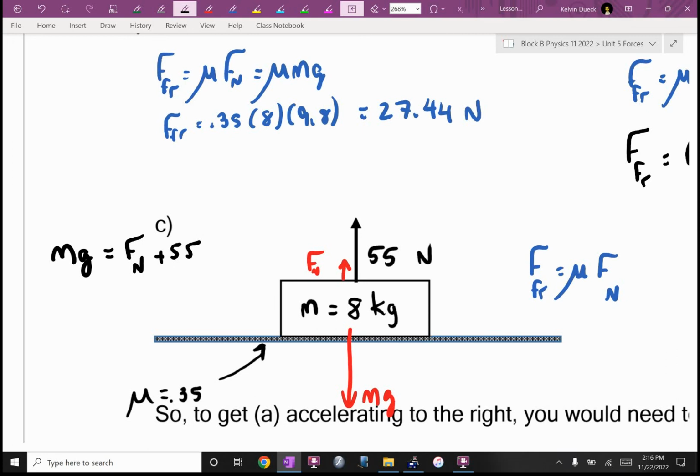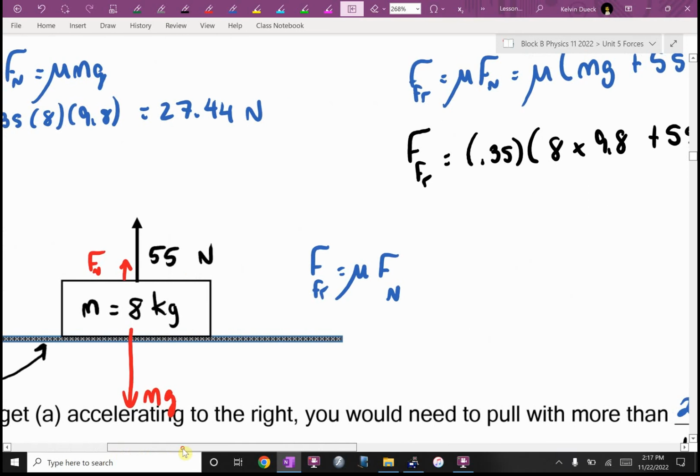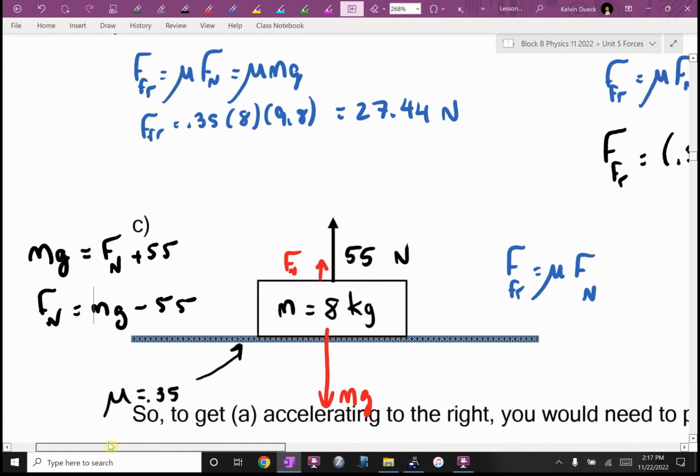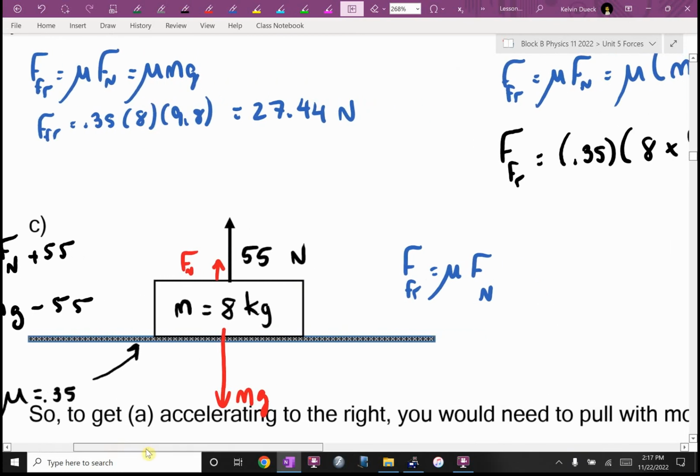The problem is I want to get the normal force by itself, because that's what I need. How would I get Fn by itself? I'll move the 55 over. Yep, it's adding, so I'll subtract it. So the normal force is going to be mg take away 55. Now I can walk over here. Sorry, I moved over a little bit. Can I keep it on one screen? It's going to end up being mu times mg take away 55.